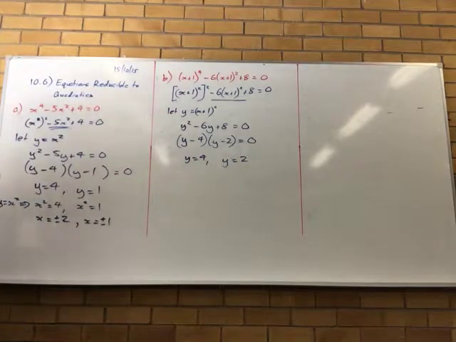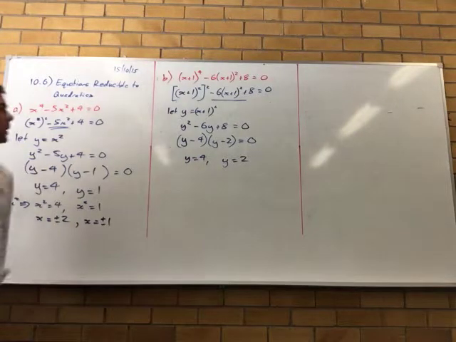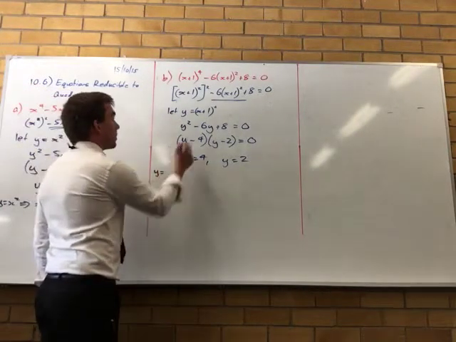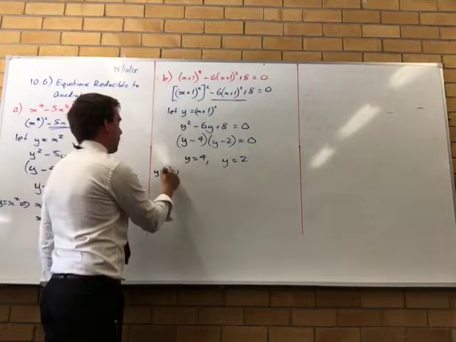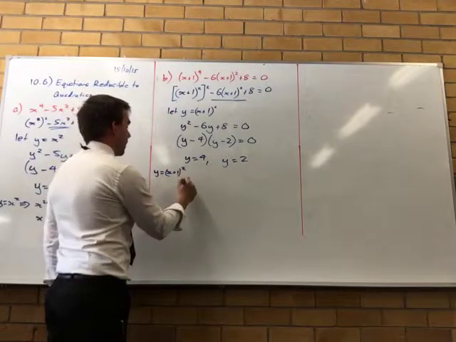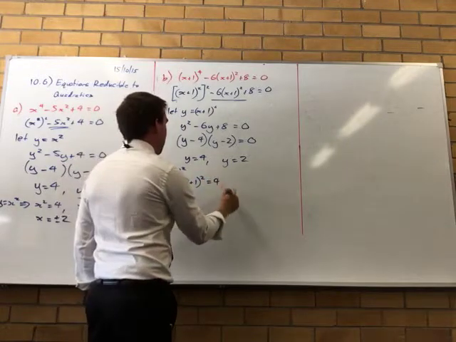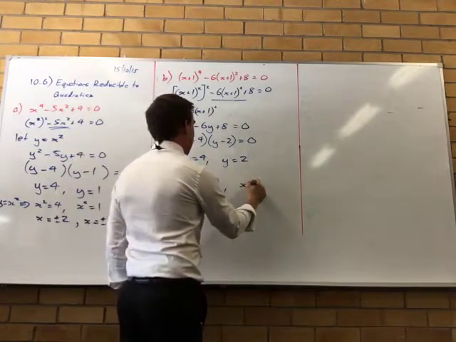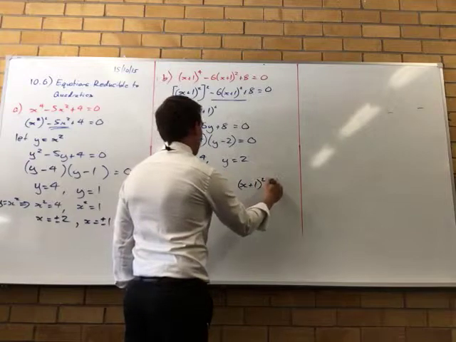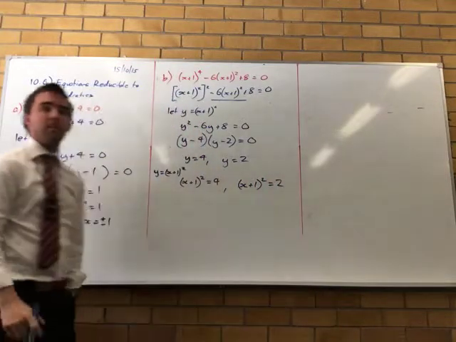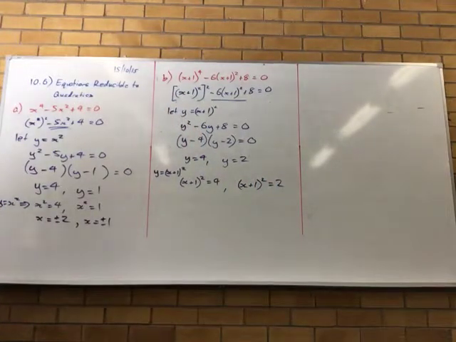This will be 2, maybe 3 marks. If you get to this point, you get your first mark. To get your full marks, you need to complete this question. So we made the substitution, y equals (x plus 1) all squared. So that means (x plus 1) all squared is 4, and (x plus 1) all squared is 2. There are a couple of ways you can do this now.